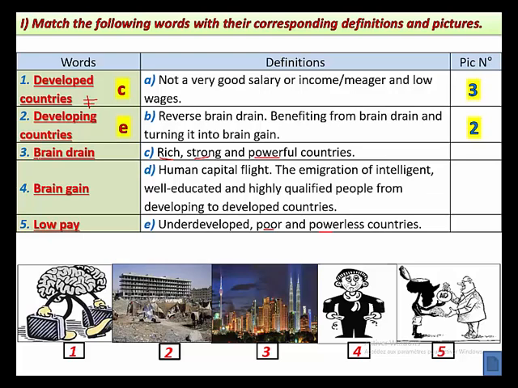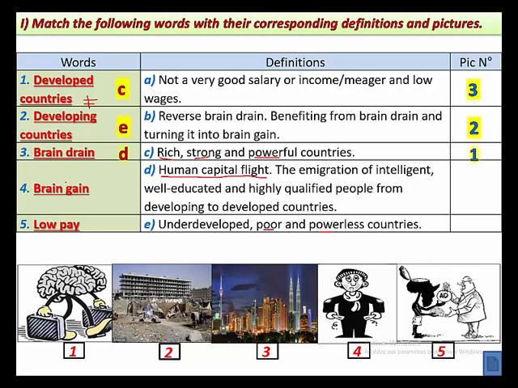3, brain drain. D, excellent. Human capital flight. Human capital flight is just another way of saying brain drain. Human capital flight, which is the immigration of intelligent, well-educated, and highly qualified people from developing to developed countries. So which picture? Excellent. It's picture number 1.